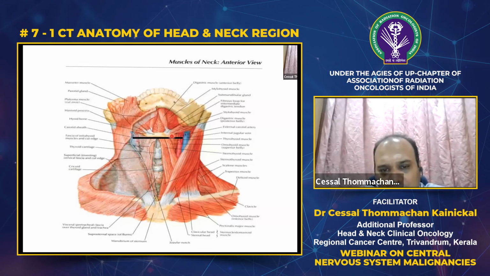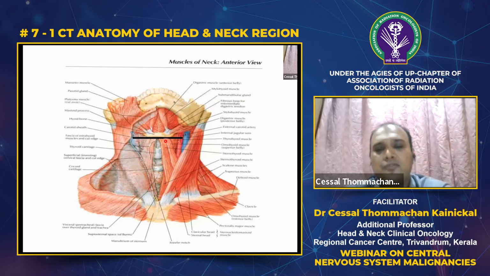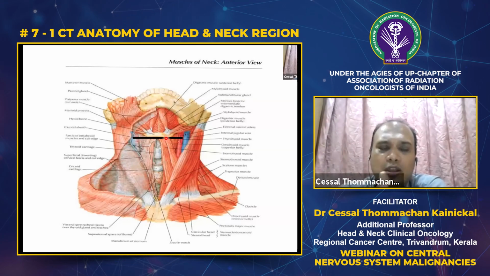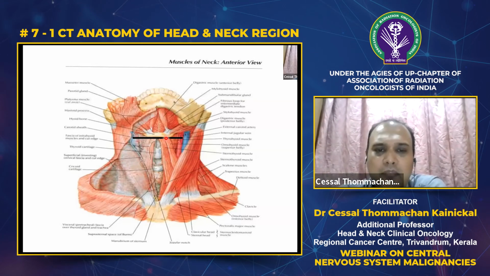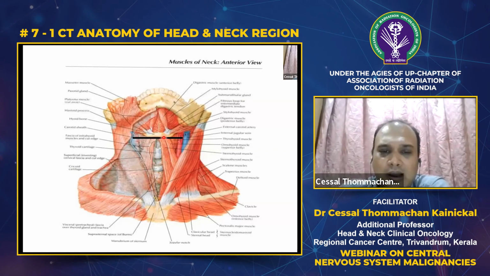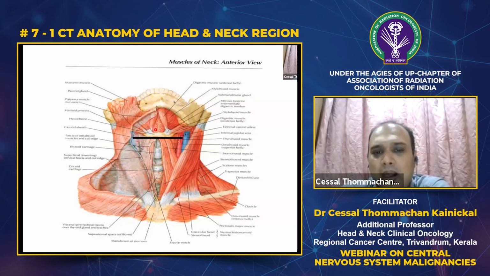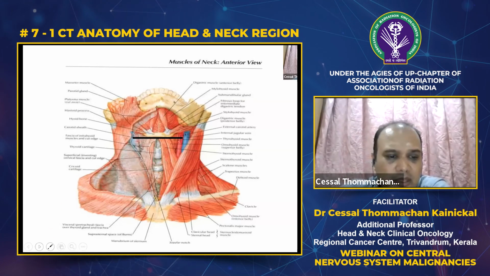Level 2 is at the level of the caudal edge of the hyoid bone. So the caudal edge of 1A, 1B and level 2 is formed by the caudal edge of the hyoid bone. This is very important, which we have seen, all the muscles which you have seen in the hyoid bone.